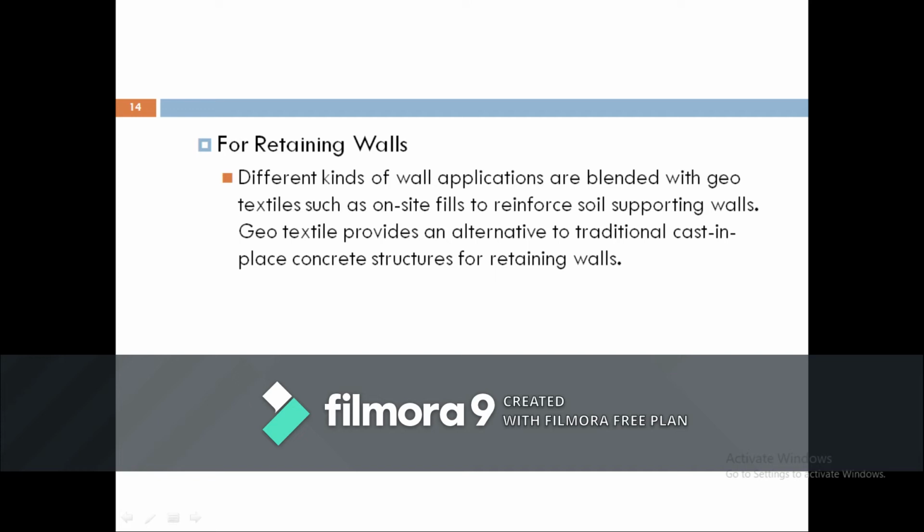The next one is for retaining walls. Different kinds of wall applications are blended with geotextiles, such as on-site fills to reinforce soil supporting walls. So for retaining walls, what are we using? Gabion walls, similar to the geotextile element, but in gabion walls we have a grid-like or mesh-like material filled with rock or stone.